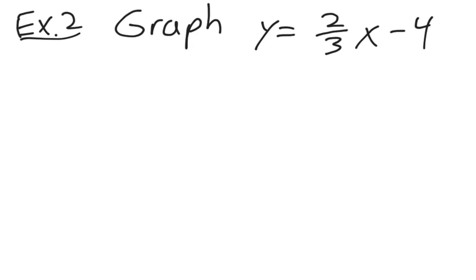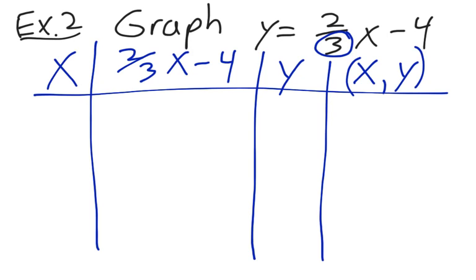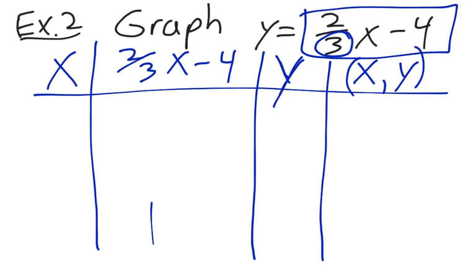Alright, what did I teach you to do with those fractions? If you have a fraction next to a variable, just choose multiples of the variable. So I'm going to circle that 3. I'm going to choose multiples of 3. So I'm going to make my table. And there's my table. I have my x, my 2/3 x minus 4, which is what y equals. I have my y. And then I'm just putting my x and my y together to make my ordered pairs, so x comma y.